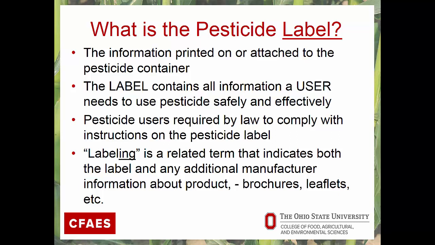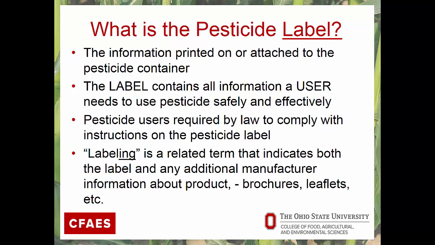So first of all, what is the pesticide label? This is, of course, the information that's printed on or attached to the pesticide container. The label contains all information that a pesticide user needs to use that pesticide safely and effectively. So it's written specifically for the benefit of the user. Pesticide users are required by law to comply with all of the instructions on the pesticide label, I should say.